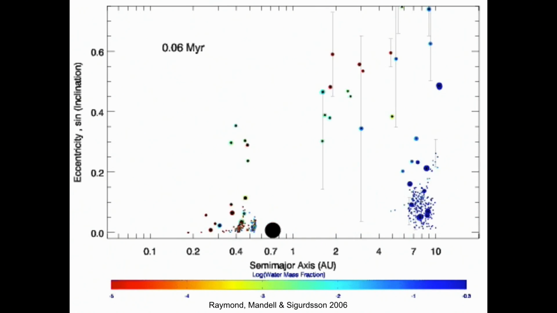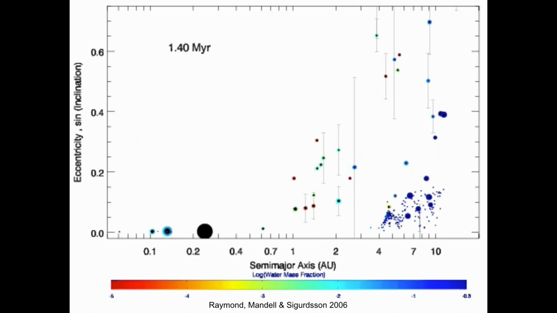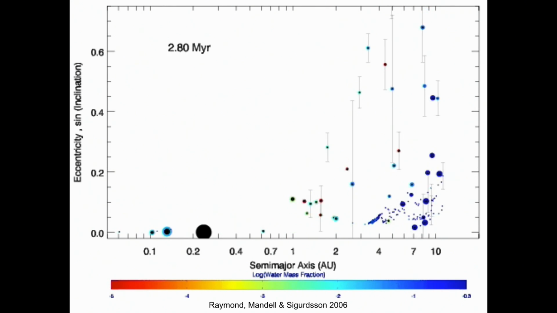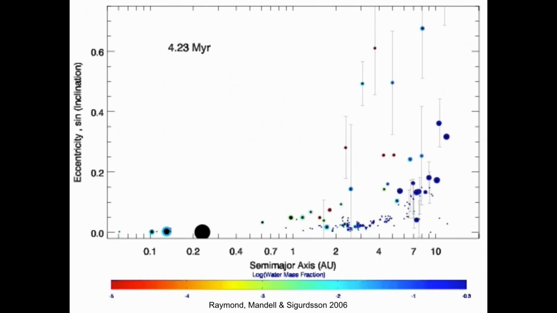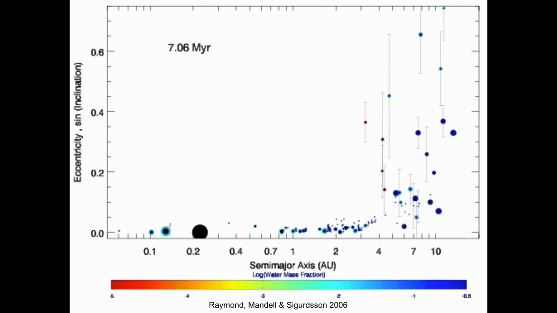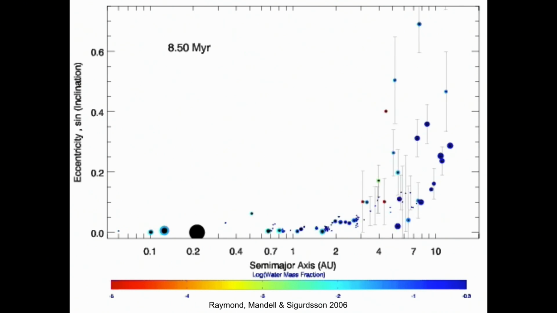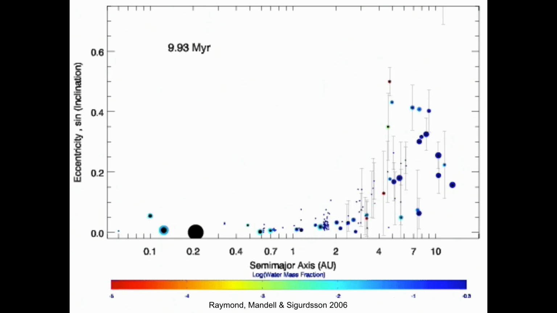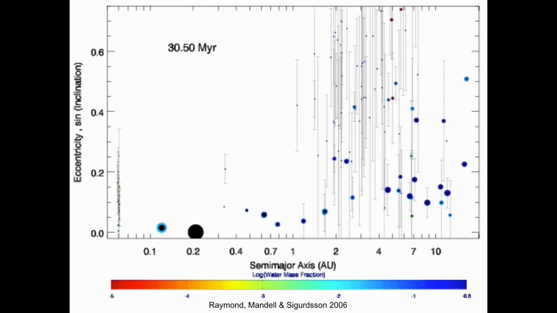And then the disk sticks around, in this case, for 10 million years before the gas goes away. And you can see the gas helped damp the eccentricities of those scattered bodies. They're starting to form a second generation of planets. And then the disk goes away and everything goes kind of bonkers. But planets are still forming here.